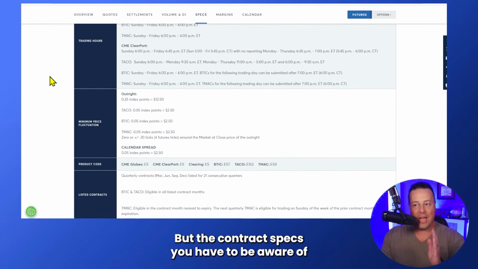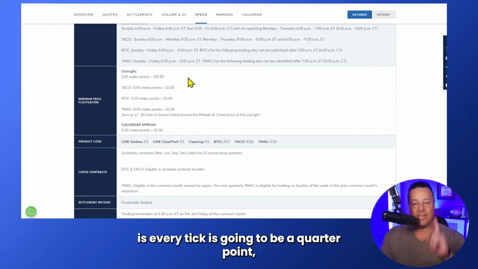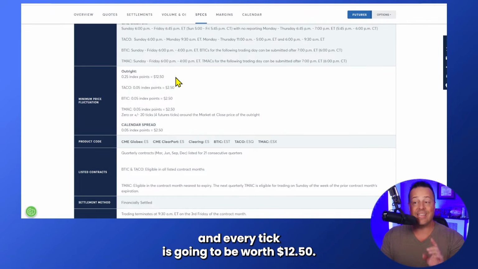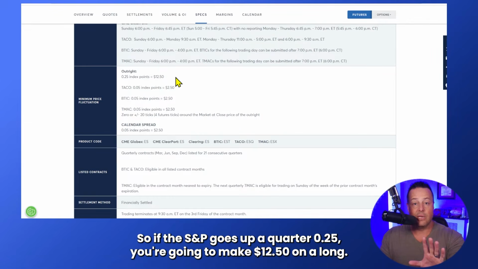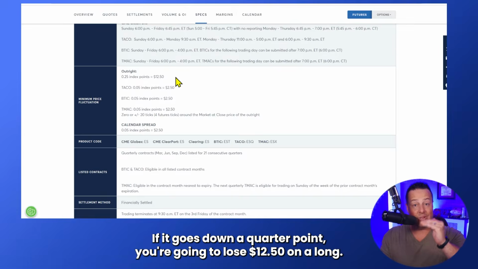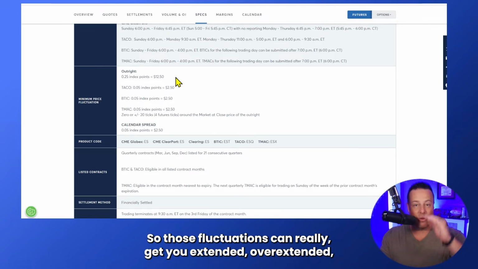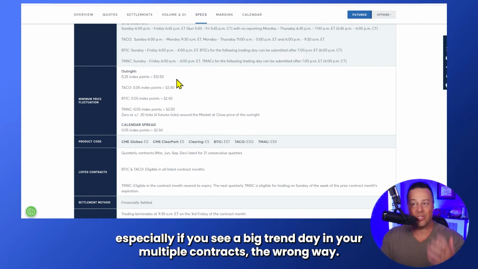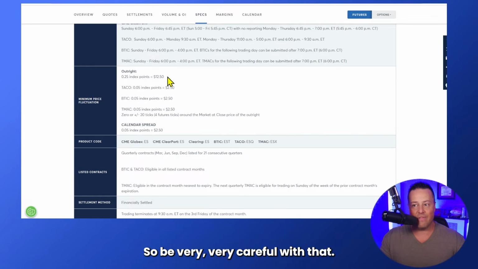But the contract specs you have to be aware of is every tick is going to be a quarter point, and every tick is going to be worth $12.50. So if the S&P goes up a quarter point, 0.25, you're going to make $12.50 on a long. If it goes down a quarter point, you're going to lose $12.50 on a long. So those fluctuations can really get you overextended, especially if you see a big trend day in your multiple contracts the wrong way. So be very, very careful with that.